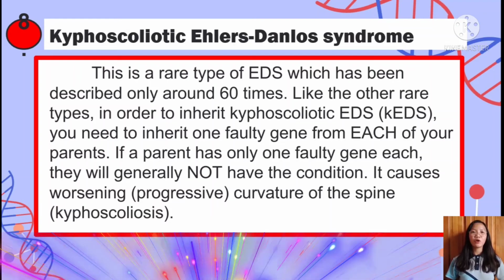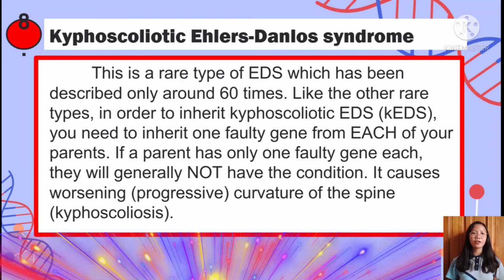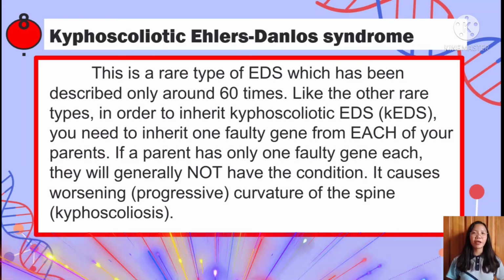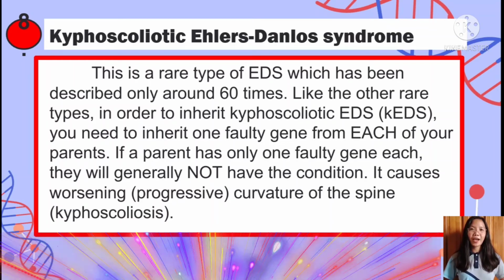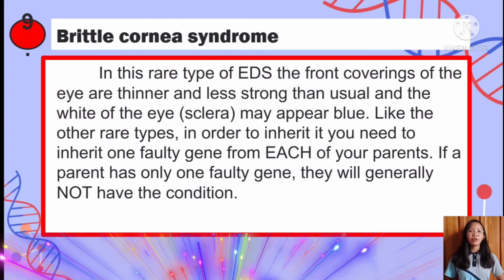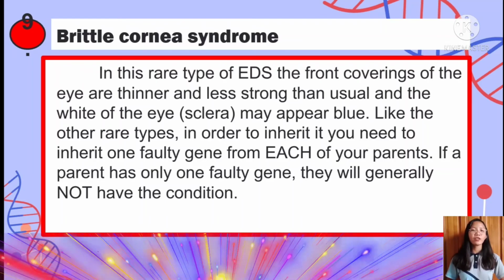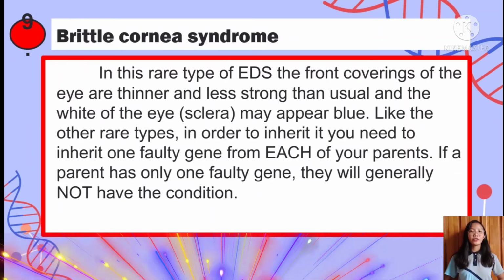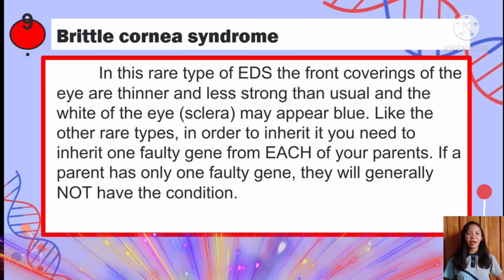Eighth is the kyphoscoliotic Ehlers-Danlos Syndrome. This is a very rare type of EDS which has been described only around 60 times. Like the other rare types, in order to inherit kyphoscoliotic EDS, you need to inherit one faulty gene from each of your parents. Kyphoscoliotic EDS causes worsening of the curvature of the spine. Ninth is the brittle cornea syndrome. This is a very rare type of EDS in which the front coverings of the eye are thinner and less strong than usual, and the white of the eye may appear blue. Like the other rare types, in order to inherit it, you need to inherit one faulty gene from each of your parents.